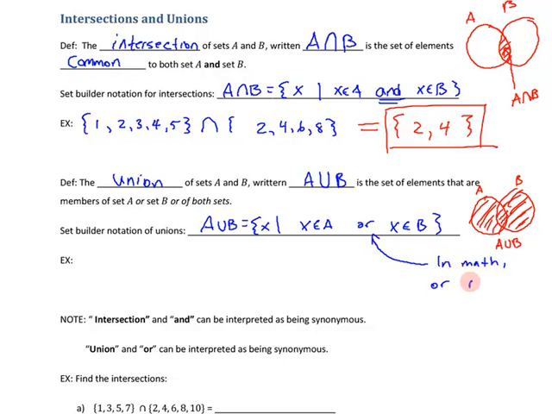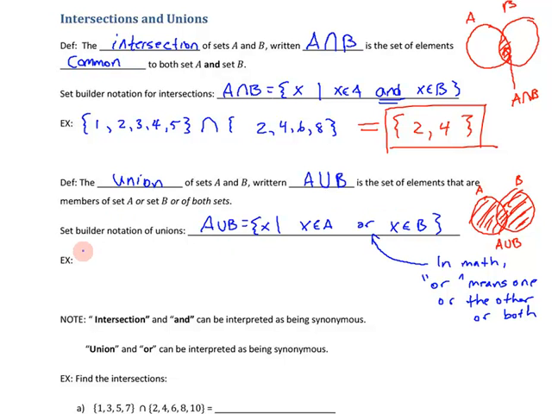And a note here: in mathematics, "or" means one or the other or both. Okay, "or" is true if both are true, right? So either it's in A, it's in B, or it could possibly be in both of them.